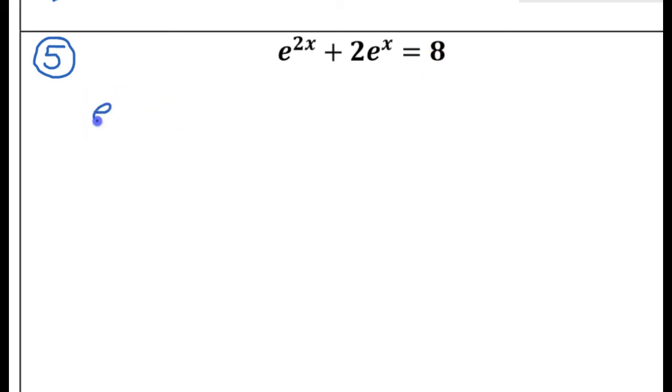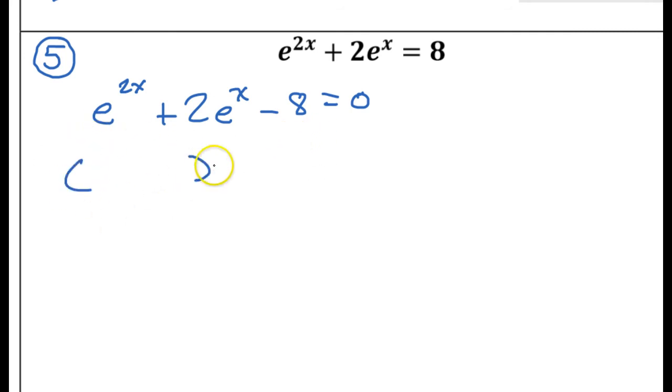So that's going to give me e to the 2x power plus 2 times e to the x power minus 8 is equal to 0. This turns out to be factorable. Okay, so let's go ahead and try to factor this using our normal procedures.